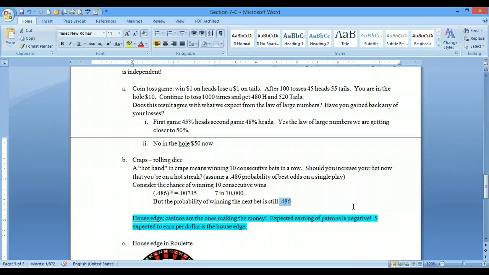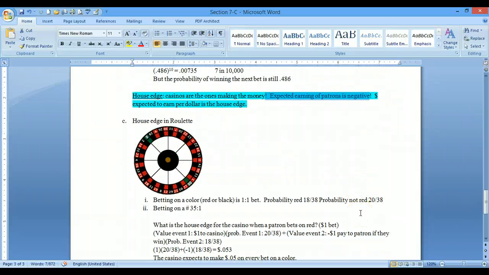Let's move on to the next thing, called the house edge. I like to think of this as the casinos are the ones making the money. All you have to do is look at pictures of Vegas. I lived there for a while and I know they are definitely making the money. The expected earnings of the patrons is totally negative. The money expected to earn per dollar is the house edge. Every dollar that is bet within the casino is expected to earn money for them. And they do, because of the law of large numbers.